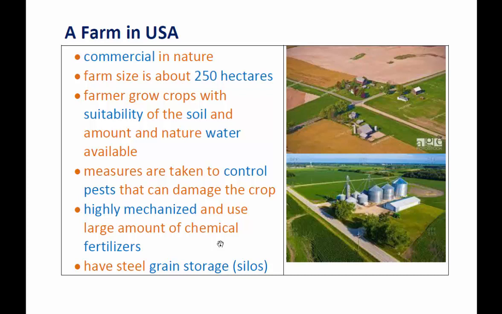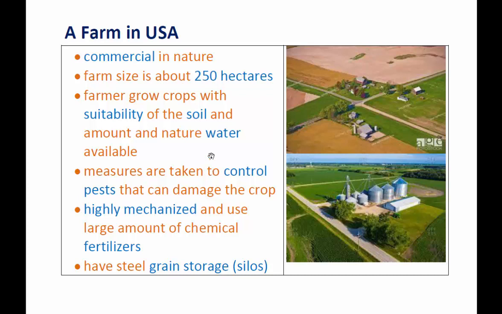And not only that, one of the advantages, they have steel grain storage known as silos. These silos are usually for storing grains, which in India we don't have these facilities. Okay, so they have big grain storage, big silos, so we can say. So you can see from the picture right here. So this is the way farming is practiced in the United States of America.